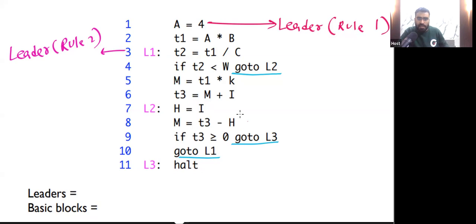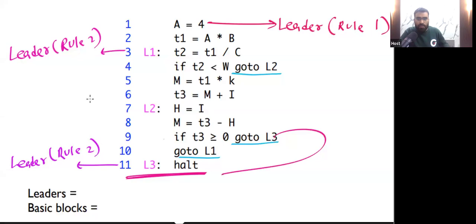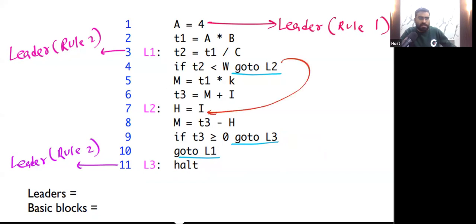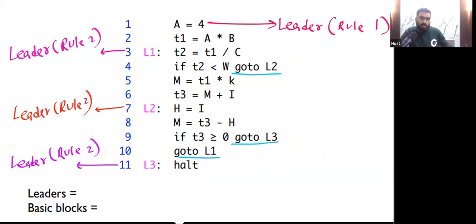Next, you can see the target of a branch instruction. This L3 also will be a leader because of rule number 2, because it is also the target of a branch instruction. Next, you can see the target of a jump instruction, so this also will be a leader because of rule number 2.